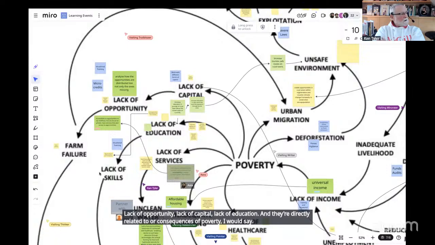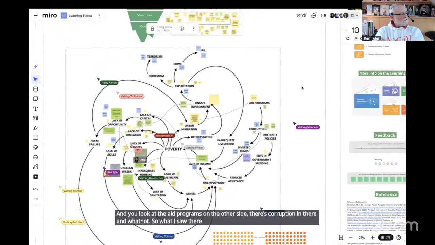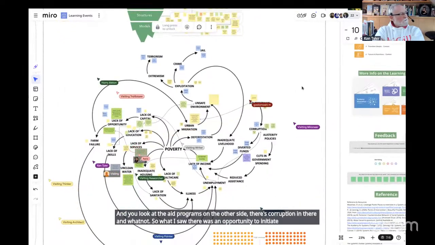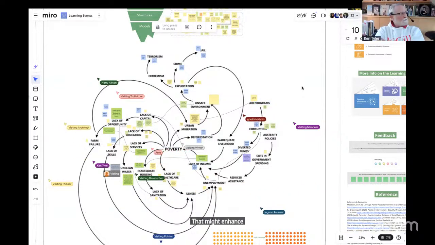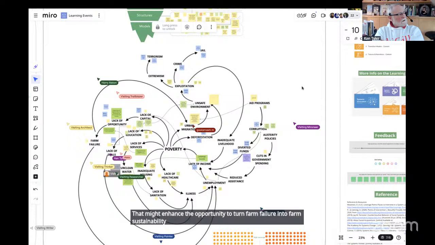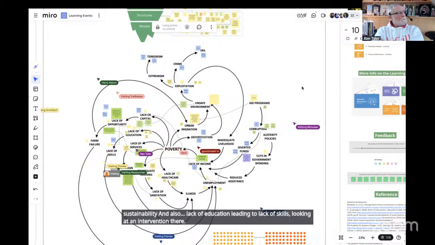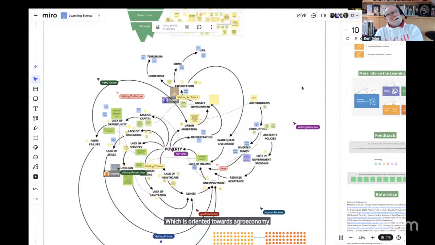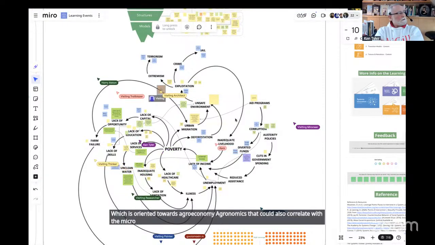And you look at the aid programs on the other side, there's corruption in there and whatnot. So what I saw there was an opportunity to initiate some microfinancing that might enhance the opportunity to turn farm failure into farm sustainability, and also lack of education leading to lack of skills. Looking at an intervention there, which is oriented towards agronomics, that could also correlate with the microfinancing of entrepreneurial activities.